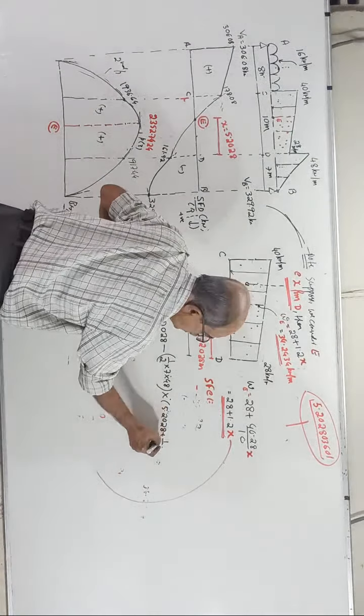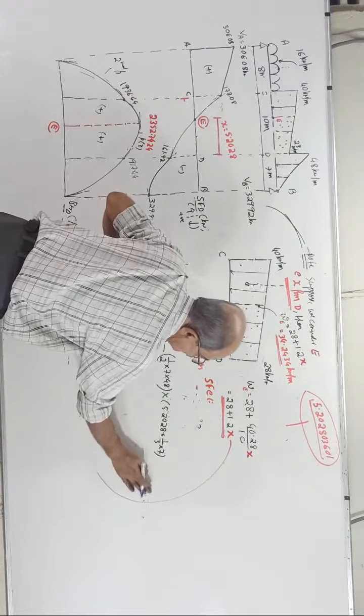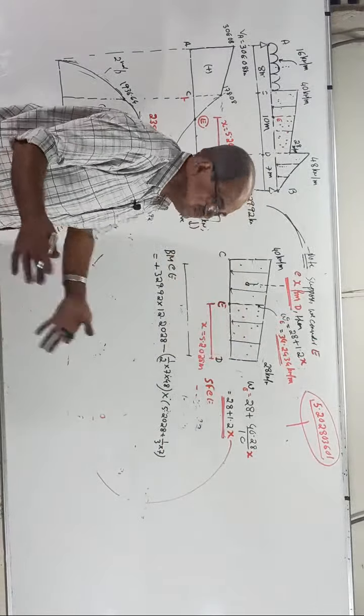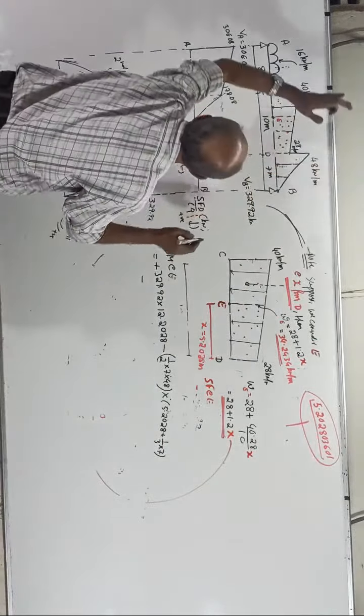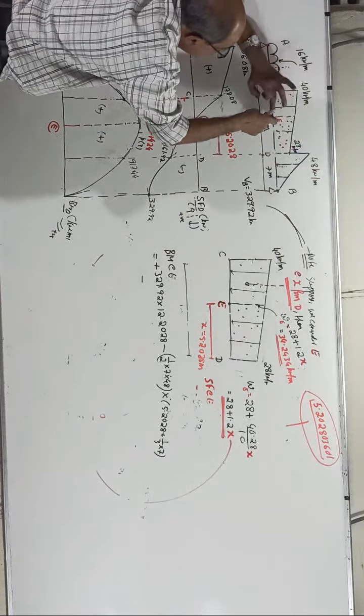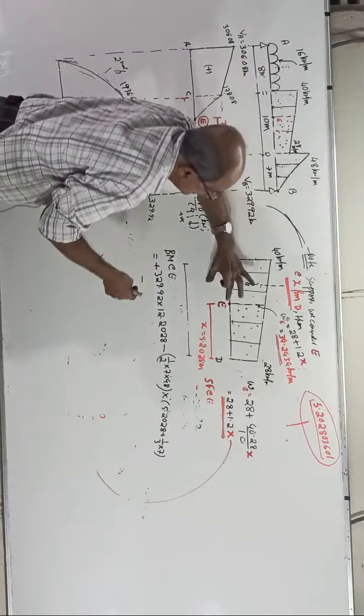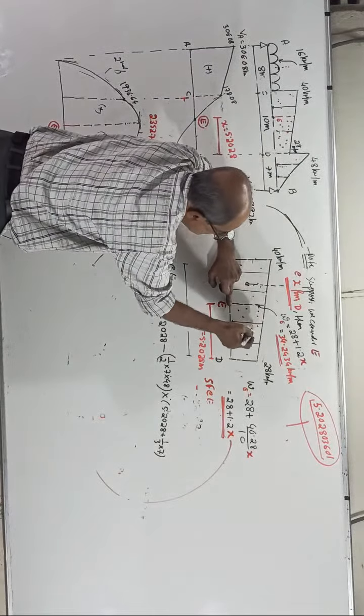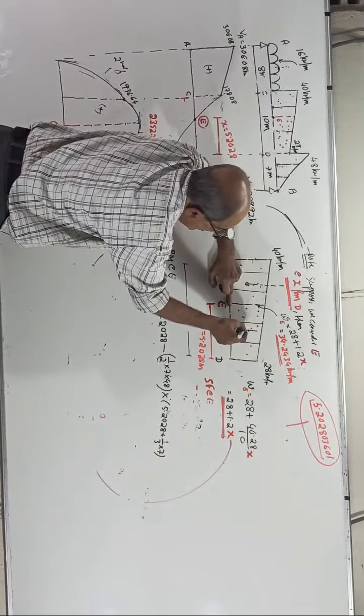Plus 1/3 of 7, not explaining because you are expert here. Lastly, minus moment of this much load about the point E. This one, that one you see here. See, first total load is somewhere here. How much load?